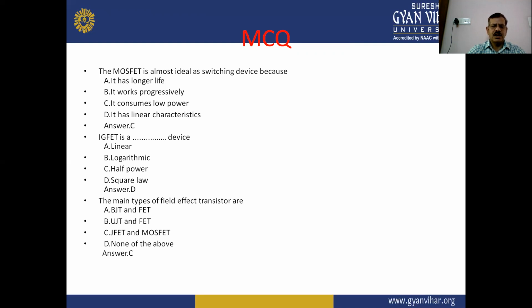Here the correct answer is option C, because the MOSFET is almost ideal as a switching device because it consumes low power. In this MOSFET, the power consumption is very low. Due to this reason, we use the MOSFET as a switching device in the electronics engineering field, or also as an application of MOSFET as a switching device.